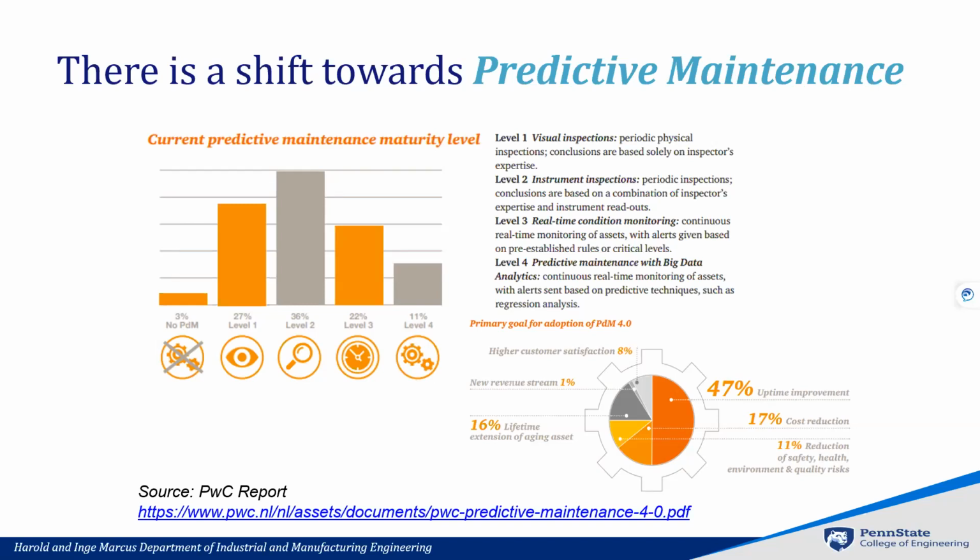Also, companies are moving away increasingly from run to failure to predictive maintenance so that they have less adverse impact of a machine going down, and they can be much better prepared. I won't try to read through this busy slide. It's a report that was put out by PwC. We've shared the link here. If you're interested, you can look that up.